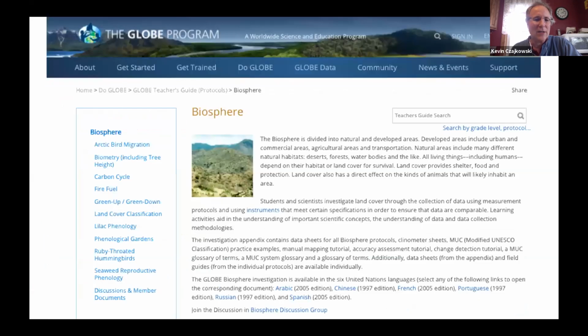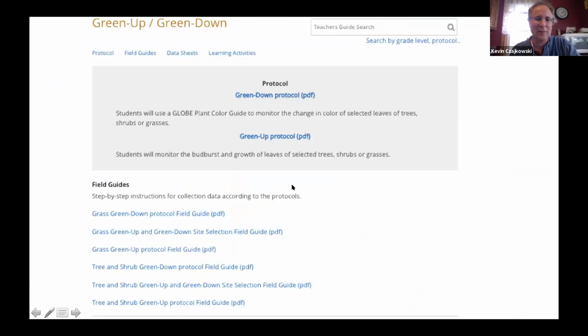Okay, so I did want to mention how green up and green down does connect to the phenological gardens, but there's also many other GLOBE protocols linked to phenology. And basically phenology is the change in plants over the seasons. We have the lilac gardens, phenological gardens. There's a green up and green down. And of course, Budburst is another one. So the beginning of the plants. The protocols are all laid out. You have e-training for each one of these.